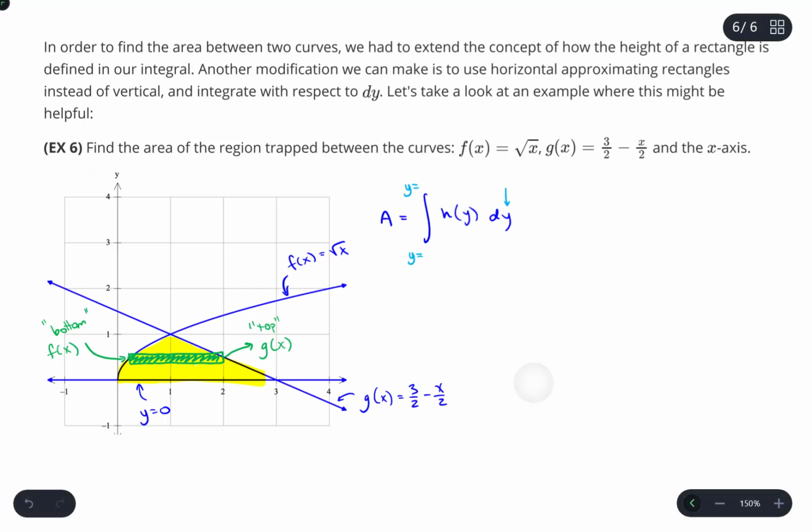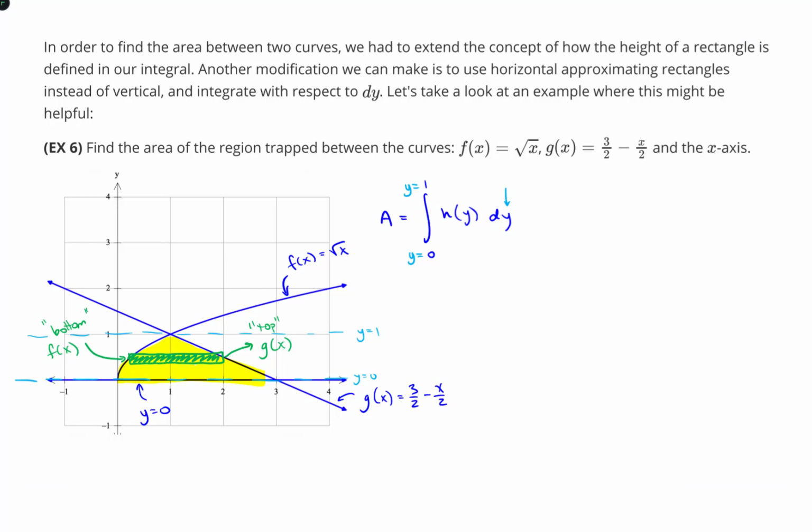So I would be integrating between, not vertical lines, because vertical lines would be x equals some constant. y equals some constant are horizontal lines. So this region is entirely trapped between the horizontal line y equals 0 and the horizontal line y equals 1. So that's where I would be integrating, from 0 to 1.